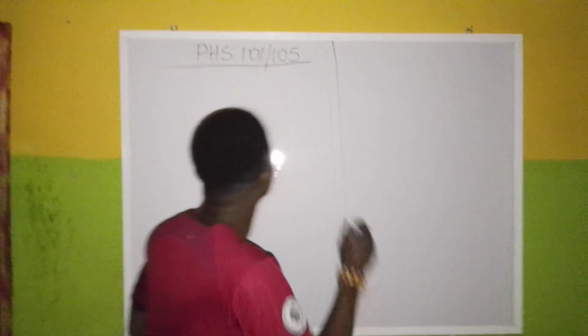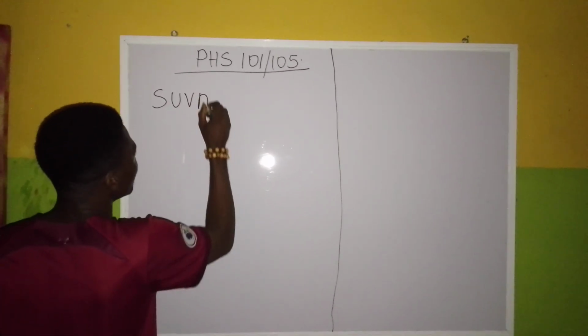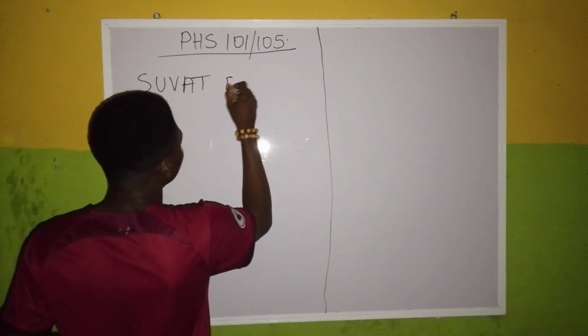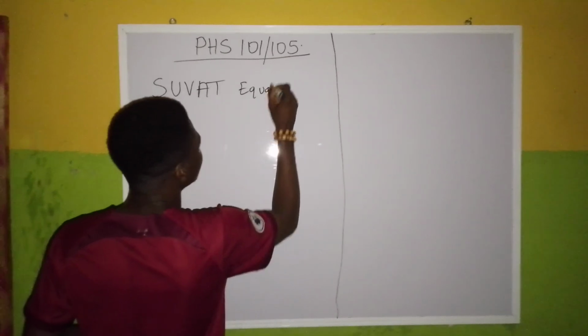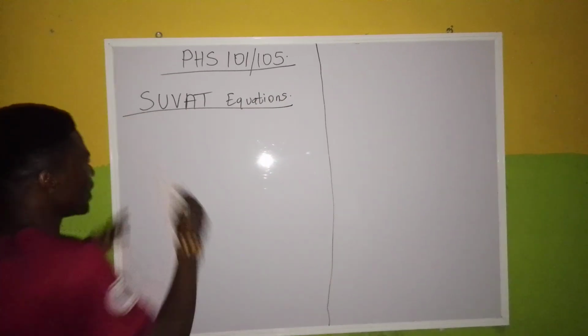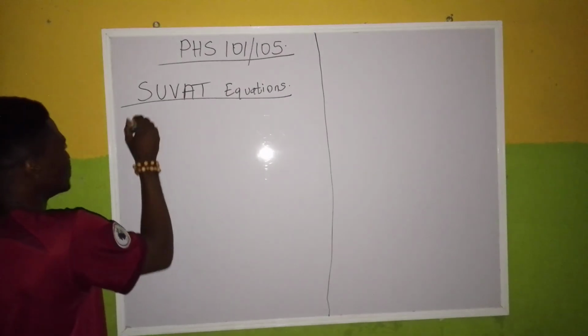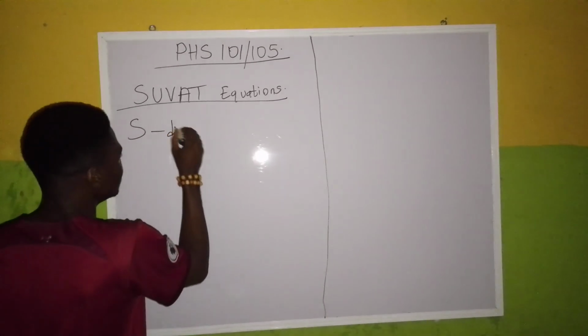They are also called SUVAT equations. Now, why are they called SUVAT equations? It's because they relate S. Now, what is S? S is displacement.